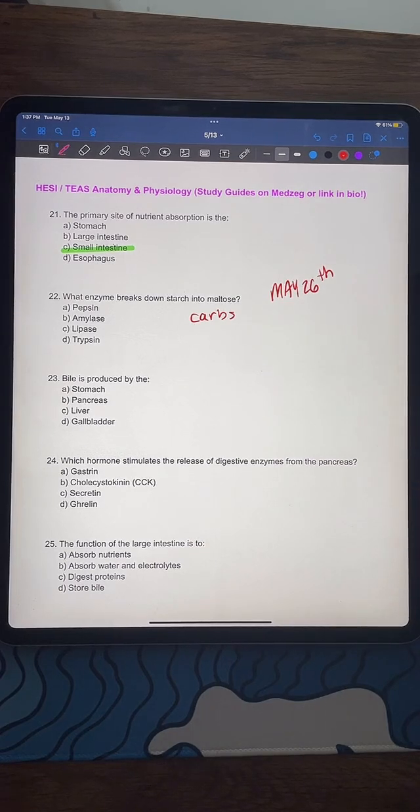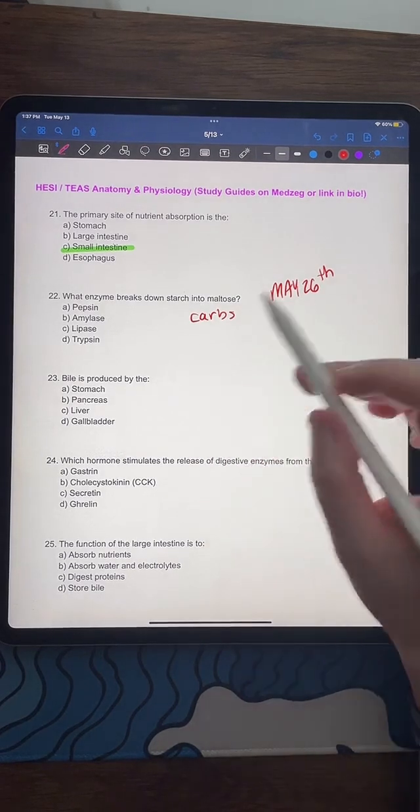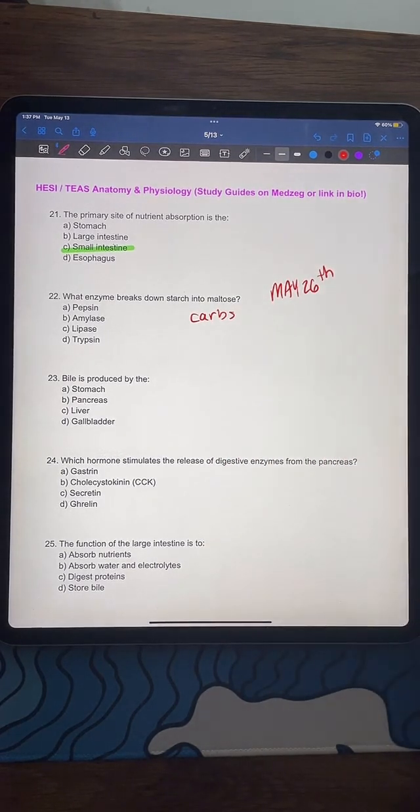I can cover some of this in my Anatomy and Physiology 1 class. Yep, this is more so for Anatomy and Physiology 2 today.